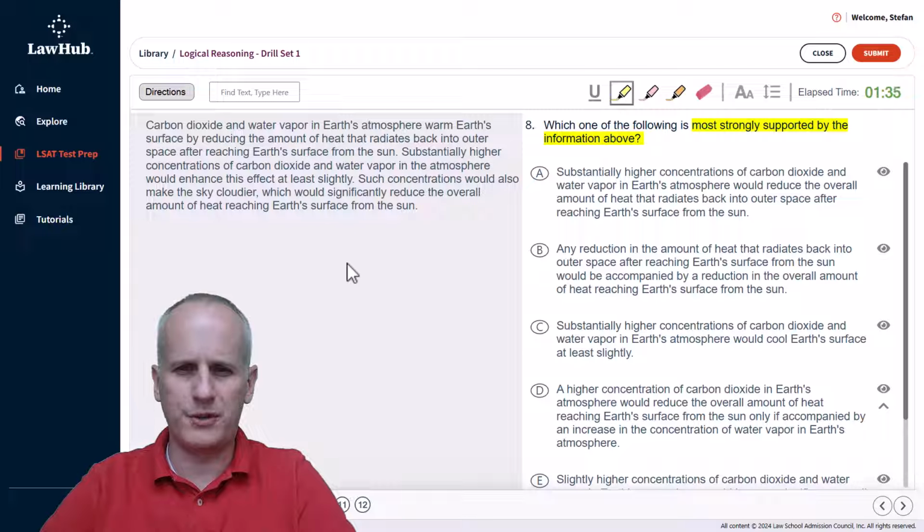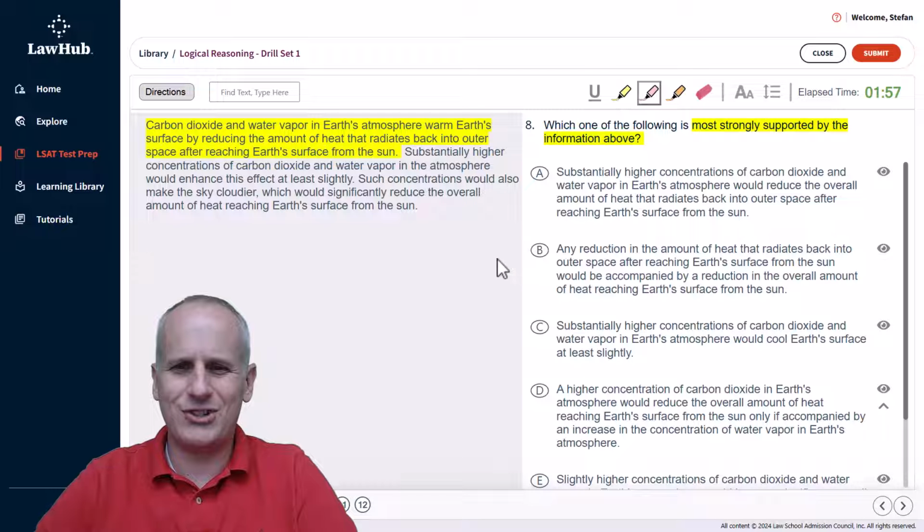Starting with the first sentence of the paragraph, we've got carbon dioxide and water vapor in Earth's atmosphere warm Earth's surface by reducing the amount of heat that radiates back into outer space after reaching Earth's surface from the sun. Okay, that's just a fact about how carbon dioxide stops the amount of heat from going back into outer space after hitting the Earth's surface. Simple enough.